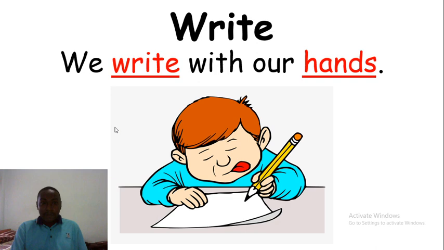So we say we write with our hands. Now these are our hands. So we write with our hands. For example, he is writing with his hands. So the hands help him to write. That is the first use of our body parts, and that is writing.